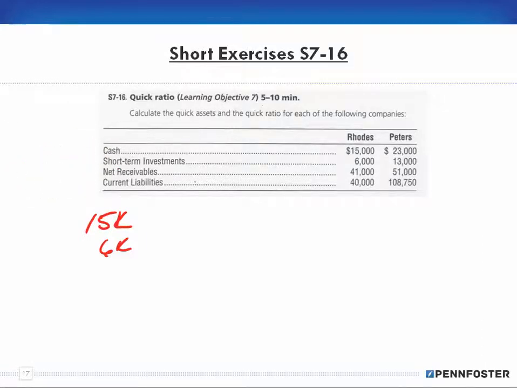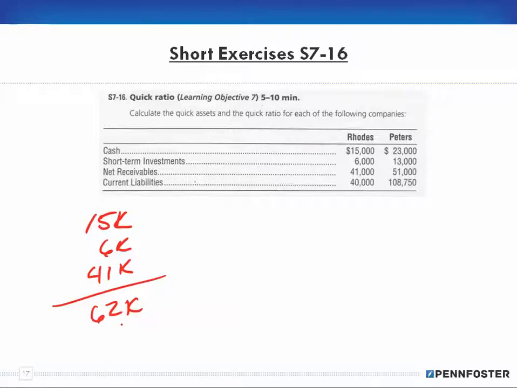They're making these investments hoping that the price of the stock goes up, and they then sell them off. Basically, one business is playing the stock market on other businesses. So that's 6,000, and then our net receivables, which is also a quick asset, of 41,000. Current liabilities obviously are not part of the asset section, so we end up with total quick assets of 62,000.